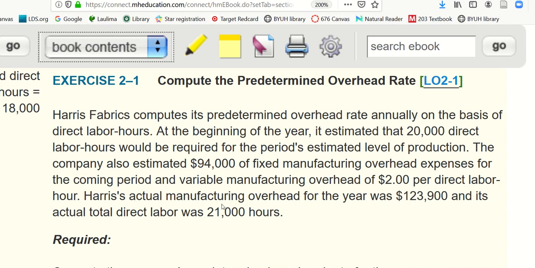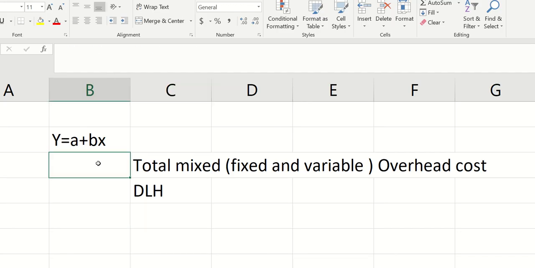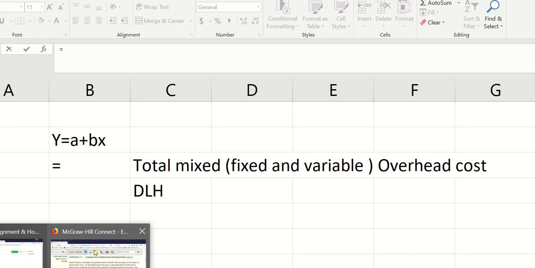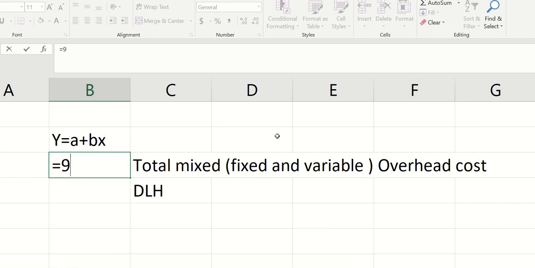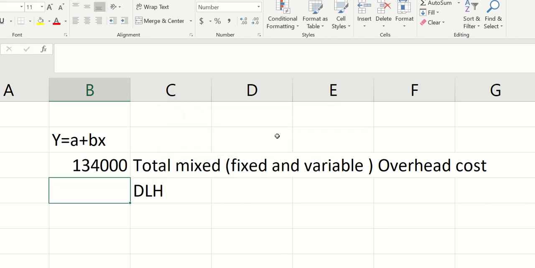But we want to calculate the predetermined overhead rate. So first we need to find the total overhead costs, right? And so they said your fixed component was going to be 94,000, and we have $2. So 94,000 would be our A. 94,000 plus our variable component, which was $2 for B, and we'll times that by the number of hours, which was 20,000 hours, which is our activity, right?